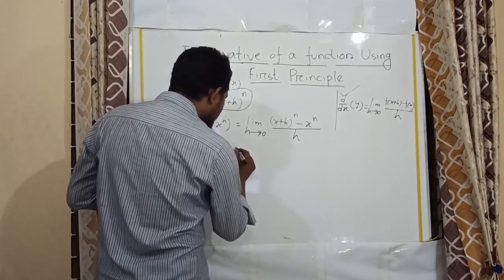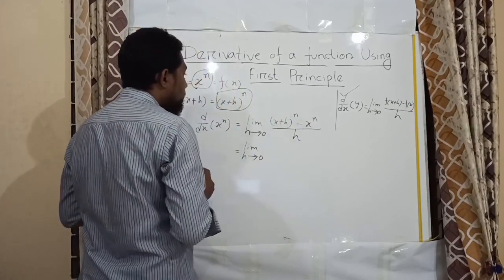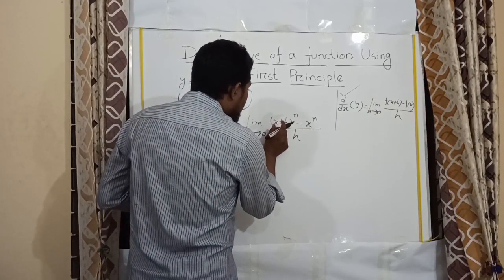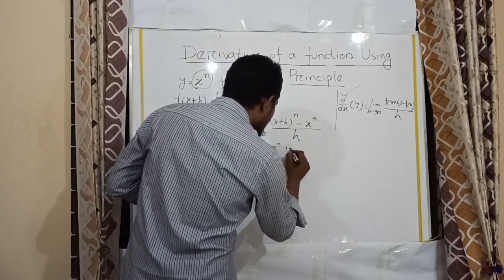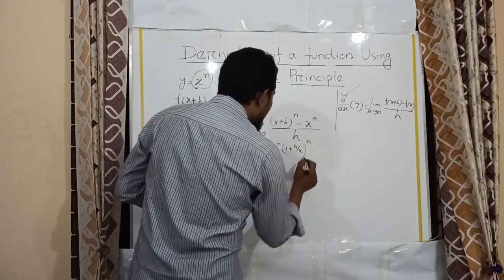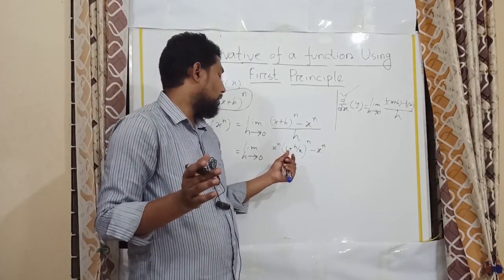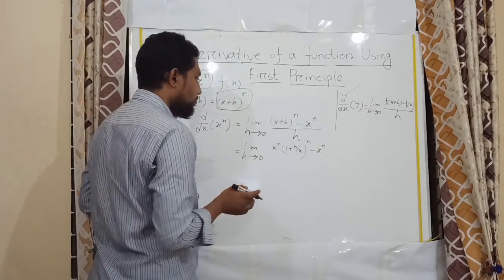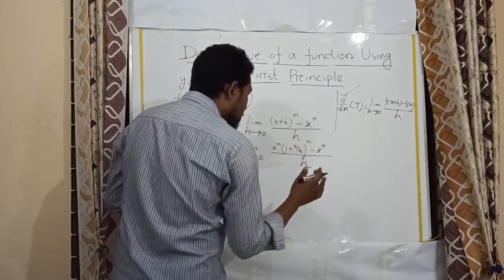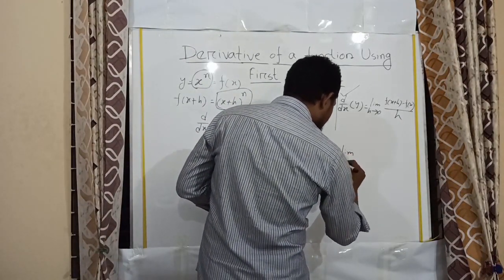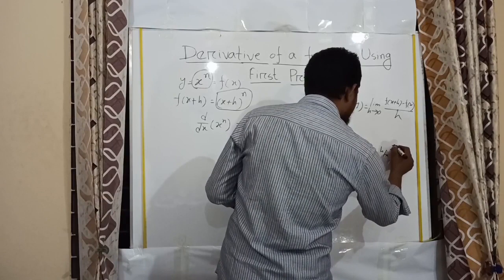So now what can we do? Limit h tends to 0. Now we'll take x common, so it will be x to the power n, and 1 plus h by x whole to the power n. I hope you all have understood that. If nobody has understood that, you might ask me in the comment box. I will answer it. Okay, now we are getting x to the power n and x to the power n, we will take common. So limit h tends to 0, x to the power n, 1 plus h by x whole to the power n, minus 1, divided by h.